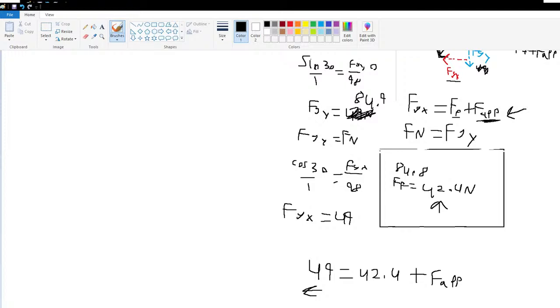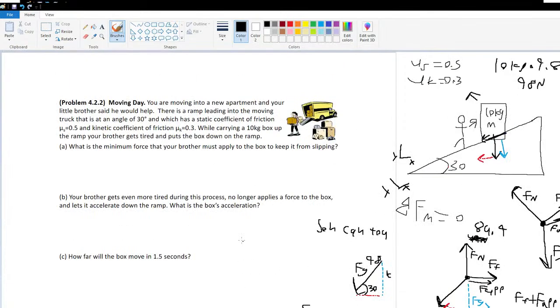So if we take 49 and subtract the number we got for our force of friction, we can solve for the force applied in order to make the net force in the x direction 0. Our force applied is going to be equal to 6.5, round that off to 6.6 newtons. So we'll pop that right here. Let me make sure I actually did that correctly. Yes, I did do that correctly.